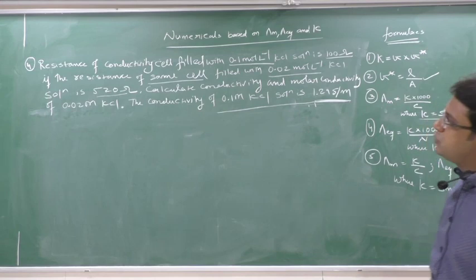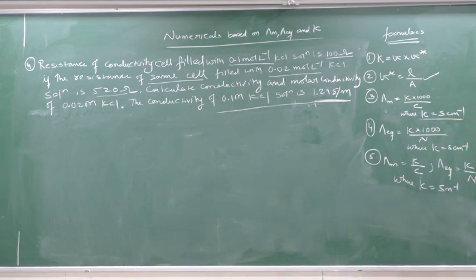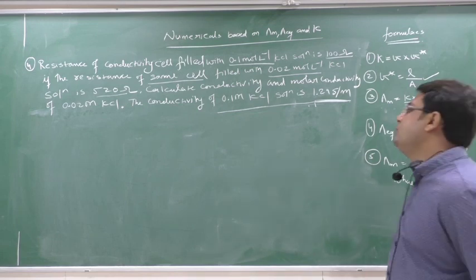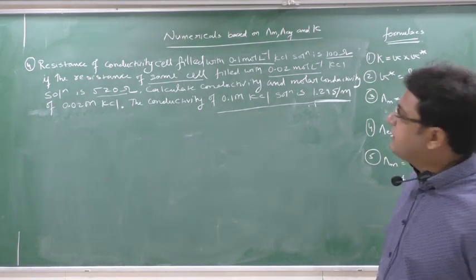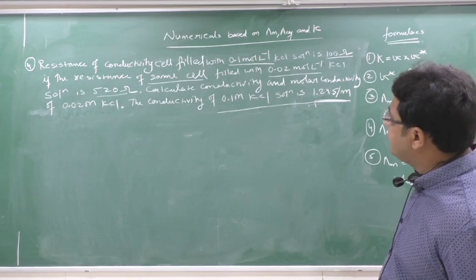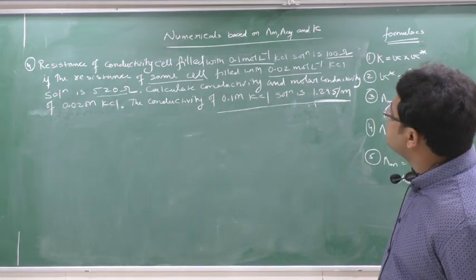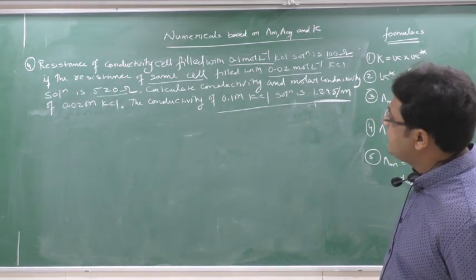So now here in this question, if you pause the video and read it twice, thrice, we will get to know that they have given two conditions. First condition, 0.1 mole per liter KCl solution, and another condition, 0.02 mole per liter KCl solution. So what I will do, 0.1 mole per liter KCl solution I will make it as 1, and 0.02 mole per liter KCl I will make it as 2.